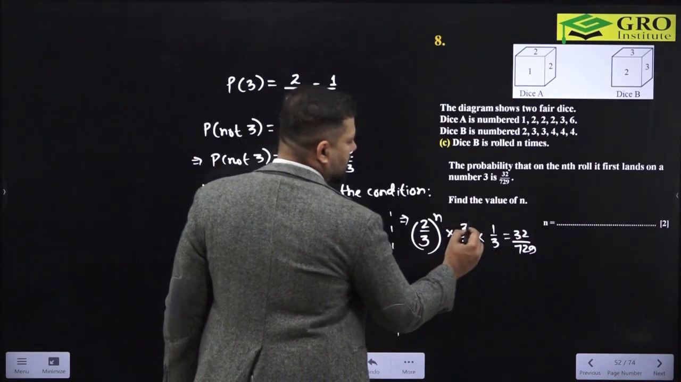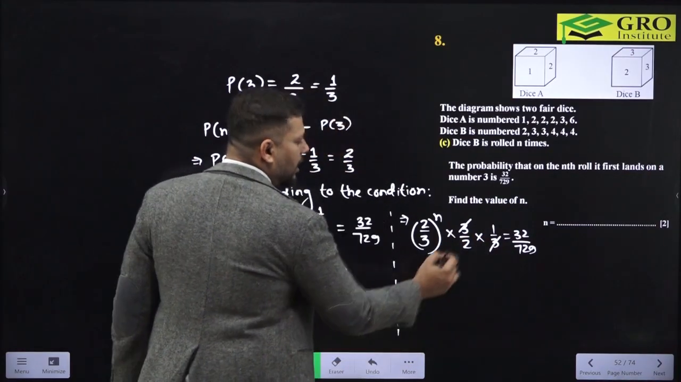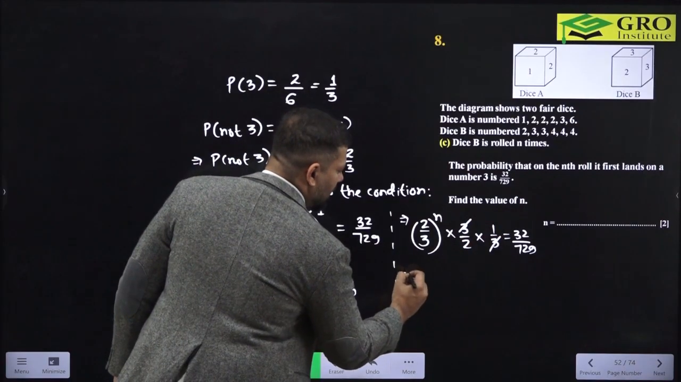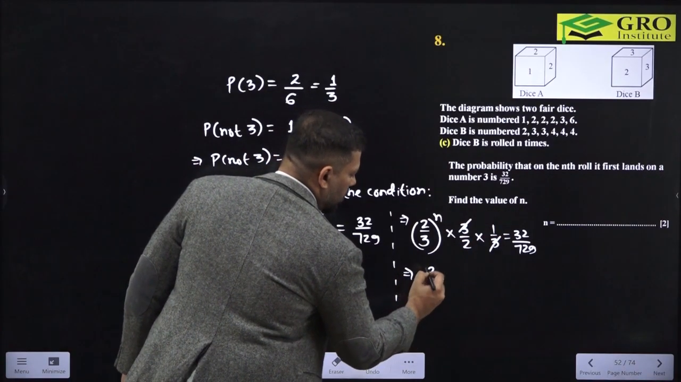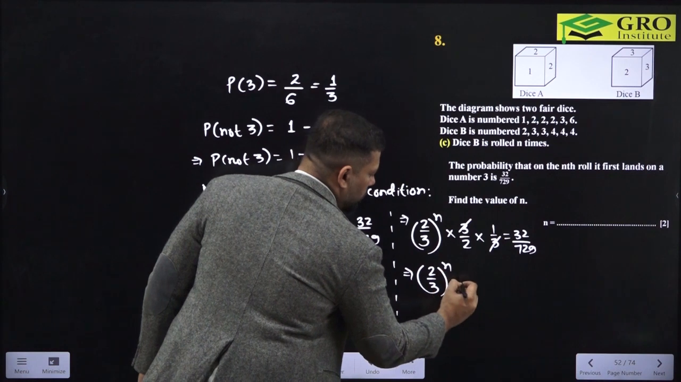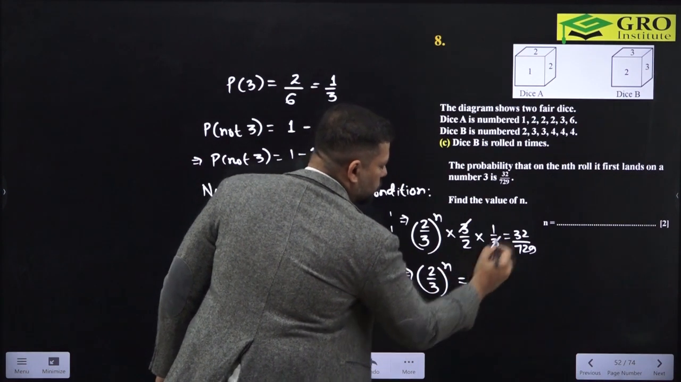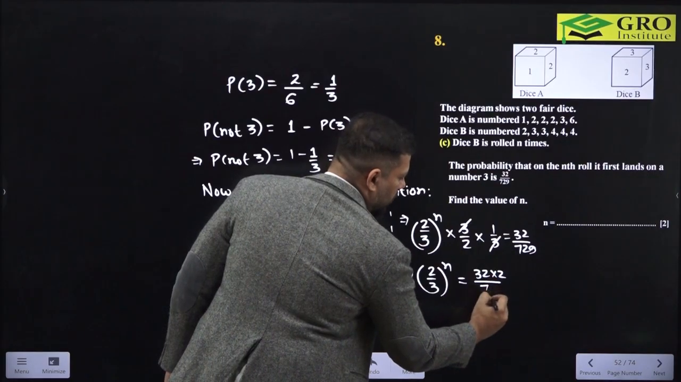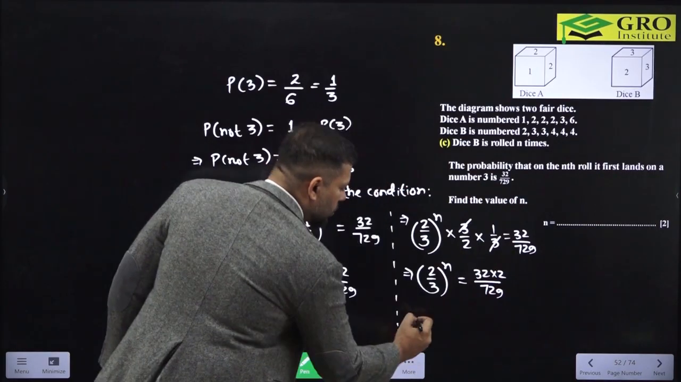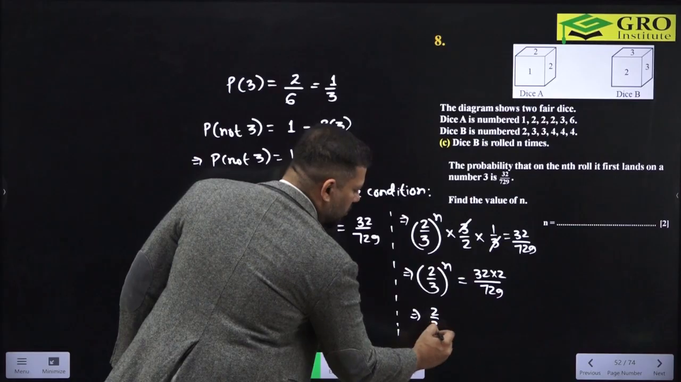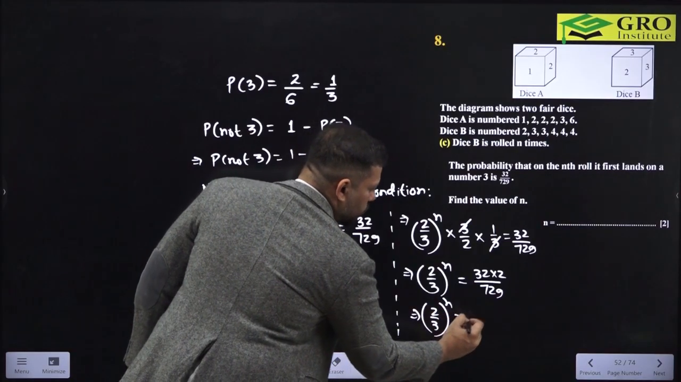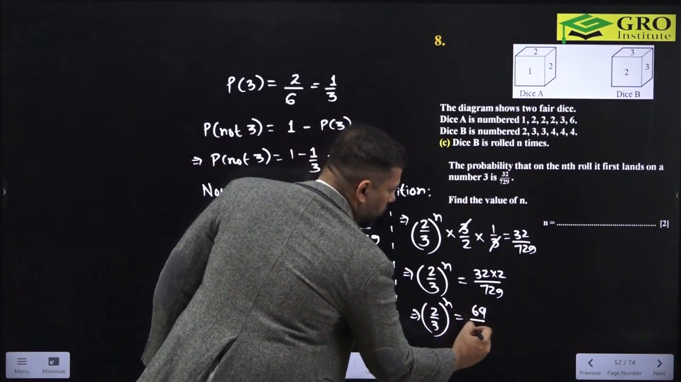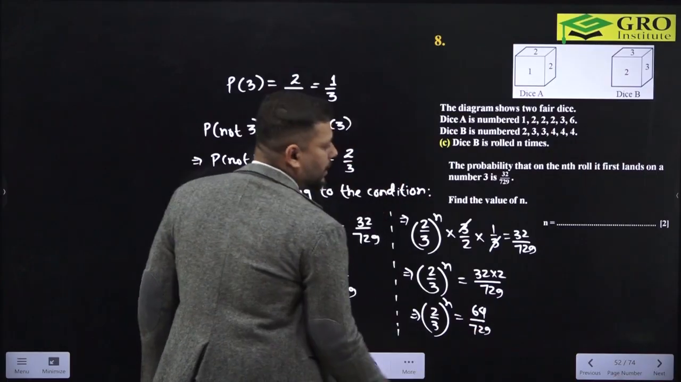So what I see is that we can cancel this 3 with 3, and I will take 2 to the other side. So 2 by 3 raised to power n is equal to 2 multiplied with 32 upon 729. So we get 2 by 3 raised to power n to be equal to 64 upon 729.